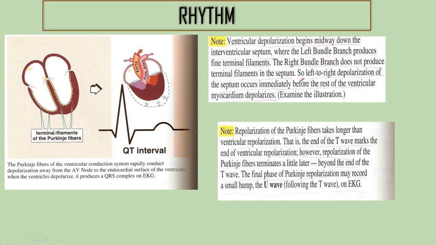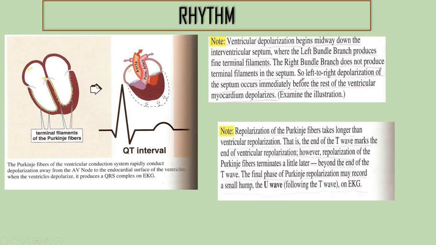The Purkinje fibers of the ventricular conduction system rapidly conduct depolarization away from the AV node to the endocardial surface of the ventricles. When the ventricles depolarize, it produces a QRS complex on ECG. Ventricular depolarization begins midway down the interventricular septum. The left bundle branch produces fine terminal filaments. The right bundle branch does not produce terminal filaments in the septum. So, left to right depolarization of the septum occurs immediately before the rest of the ventricular myocardium depolarizes.